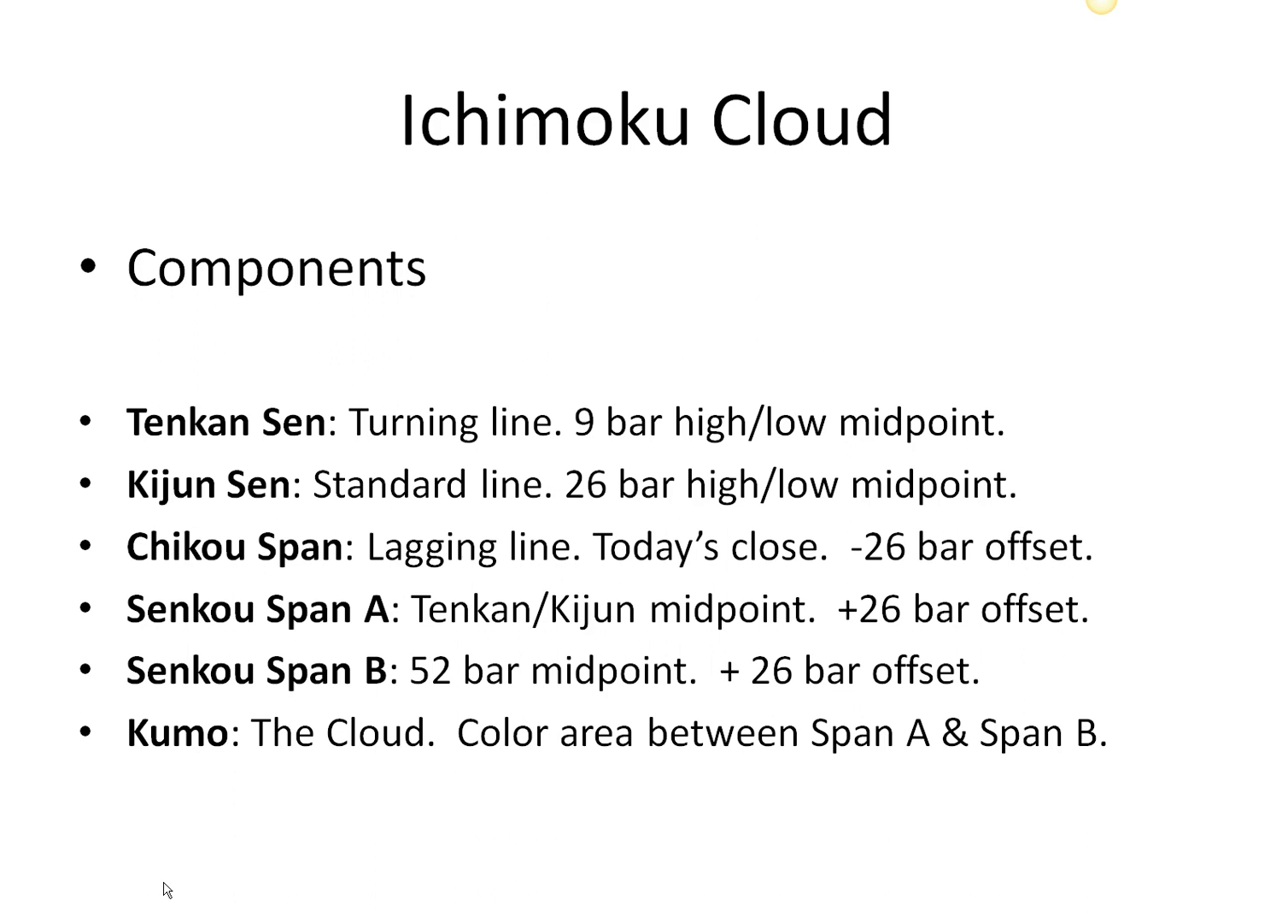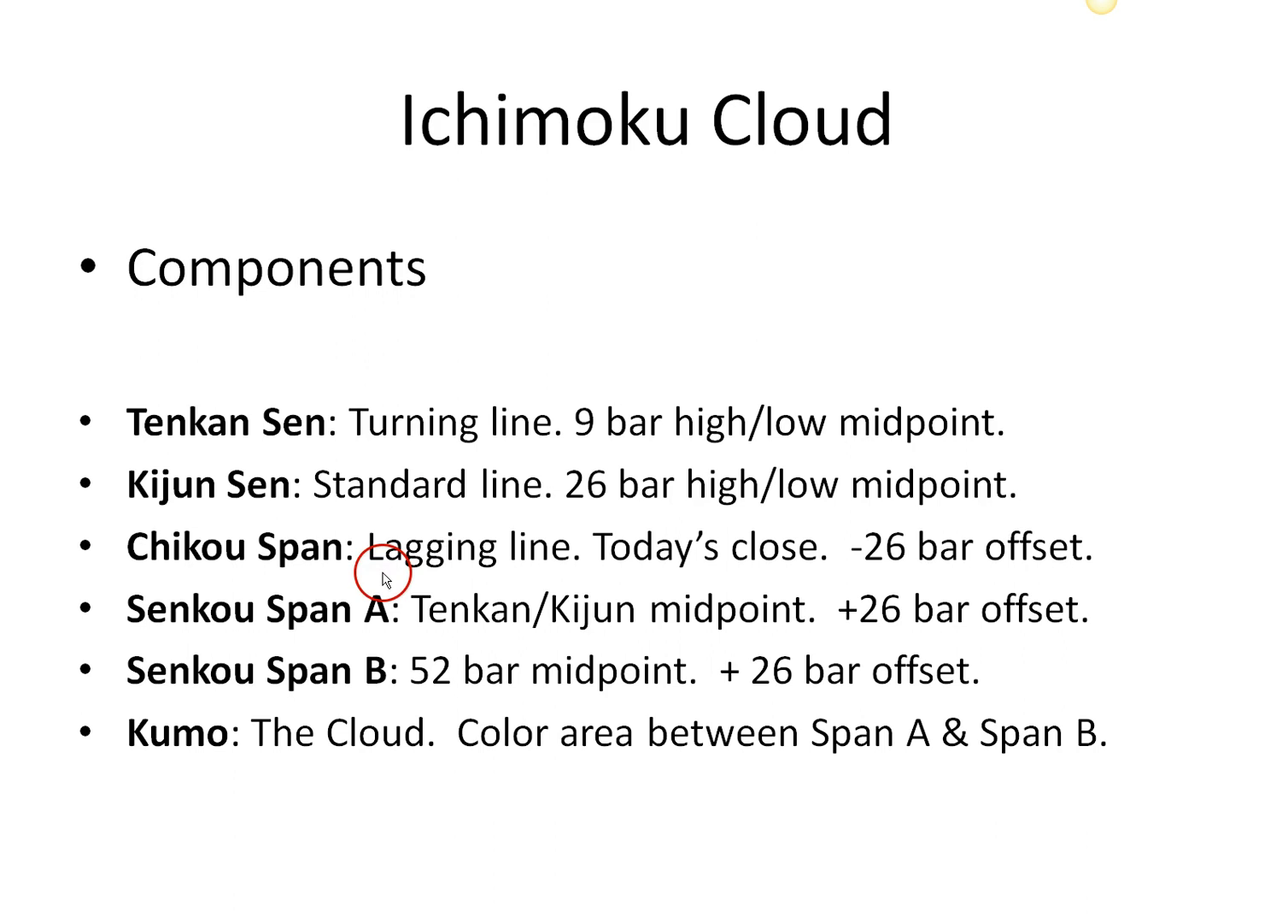And there's 6 components, 4 major components to the Ichimoku Cloud. And we're going to cover them using the Japanese names. The first one is the Tenkan Sen, also called the turning line in English. And that is a 9-bar range. You take the highest high, the lowest low, add them up, divide them by 2, and that's the midpoint. That's the Tenkan Sen. The Kijun Sen, sometimes called the standard line in English, is a 26-bar high-low midpoint.